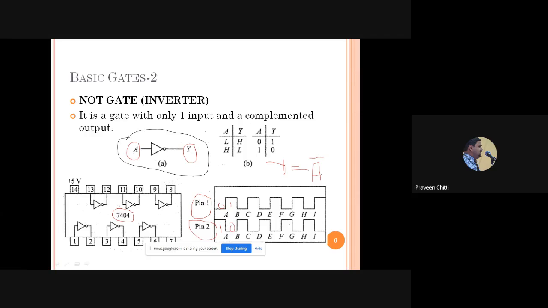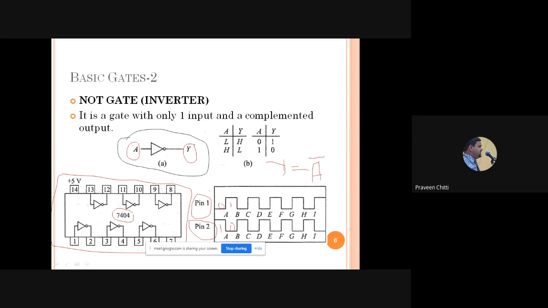Already you know this. The only thing you should know here is this part. This is the integrated circuit chip, the IC chip, which you will be using in the laboratory, and you should know its pin configurations. And this is called the timing diagram for that particular NOT gate. Any doubts here?